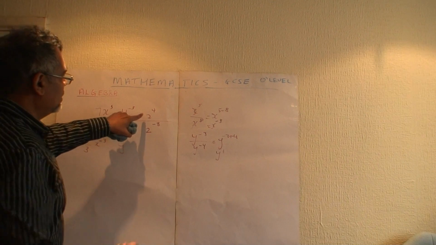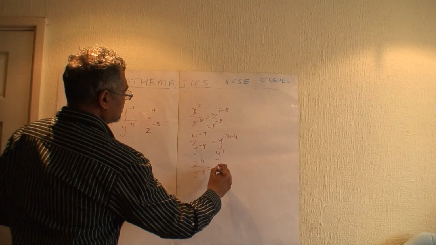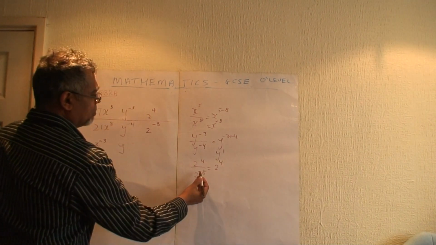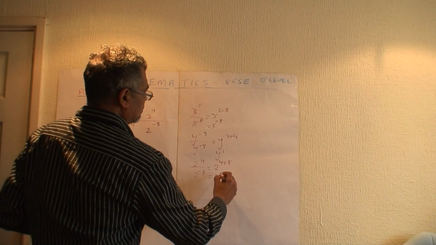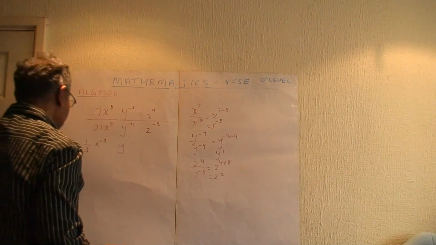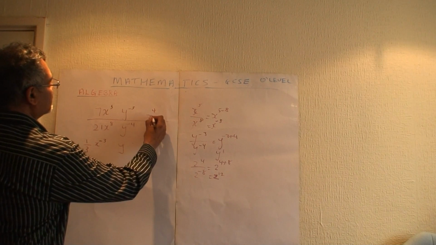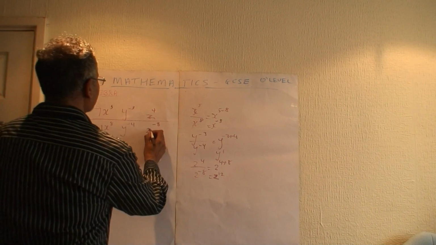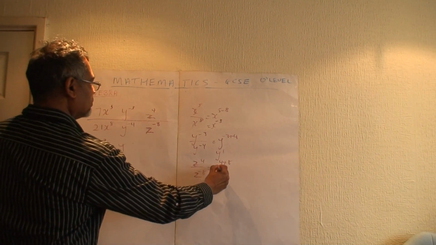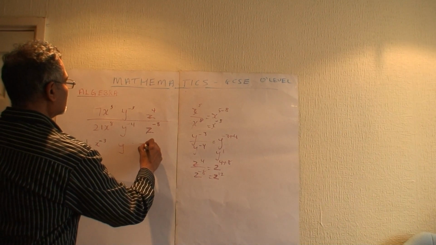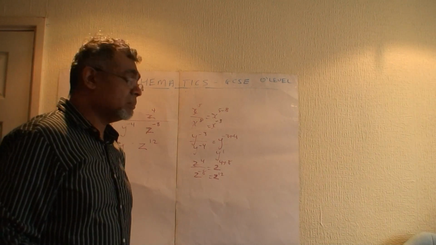Okay, so we have z to the 4th power divided by z to the minus 8. That's z to the 4th. You bring this across, so you plus 8. So that's z to the 12th power. Oh, z, sorry. So z to the 12th power.